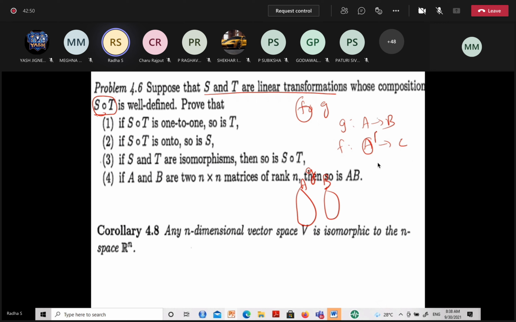So there is a problem here. This should be B. Otherwise F composition G cannot be defined. So that your F composition G will be from A to C. Am I right?